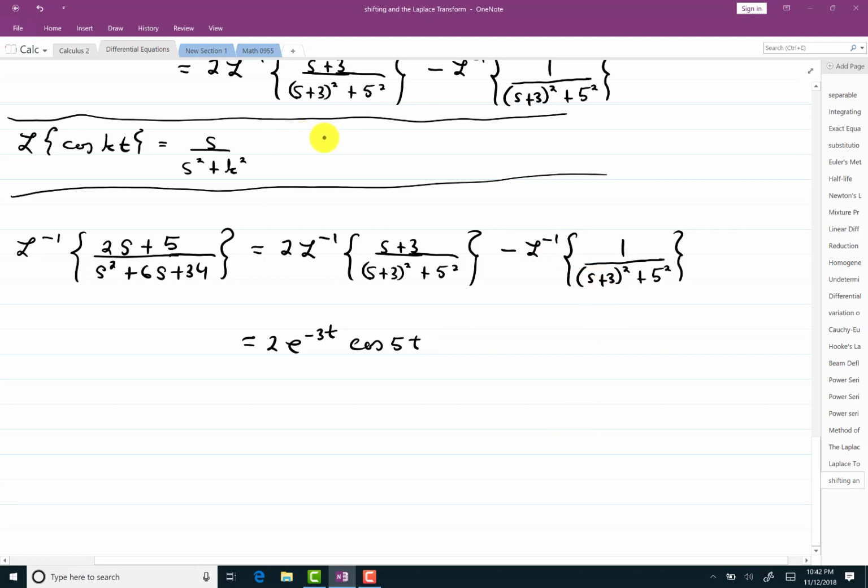Now we also had that the Laplace transform of sine of kt was equal to k over s squared plus k squared. Now, if you look, the s has still been shifted, but now we're talking about a sine, and the k has to be a 5. So I don't have a 5 here to match the 5 that's here. How do I do that? Well, what I can do is get rid of this 1 and put a 5 here, so long as I multiply the front of it by 1/5.